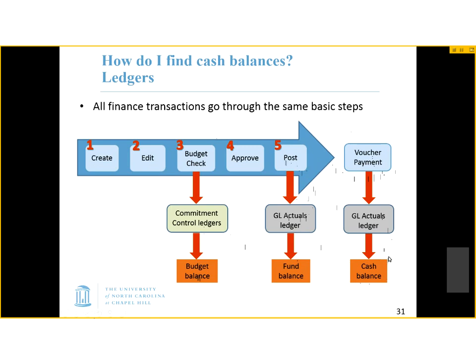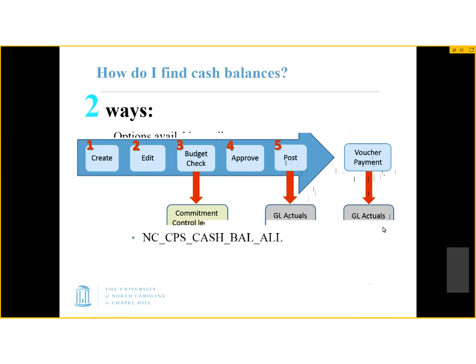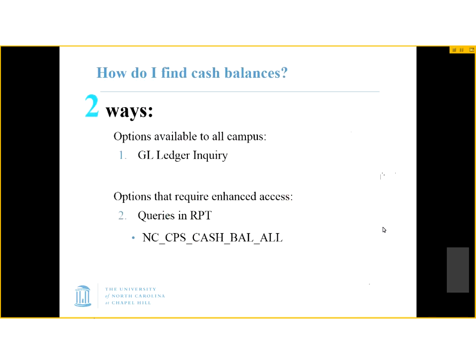But then the cash balance is affected by payments, and the cash accounts are also sitting in the GL Actuals ledger. Okay, so bear that in mind as I talk about cash balances. All right, cash balances which are affected include posted transactions that have been paid. Two ways to see this. One is a tool called the GL Ledger Inquiry, which is available to everybody. And the second is a query that we have in what's called the RPT environment.